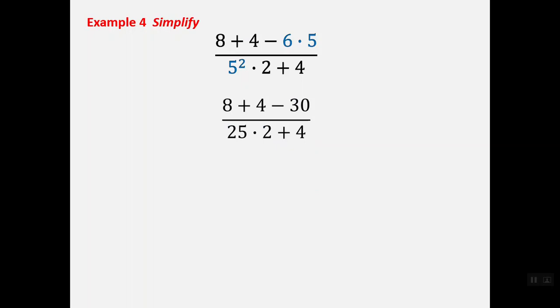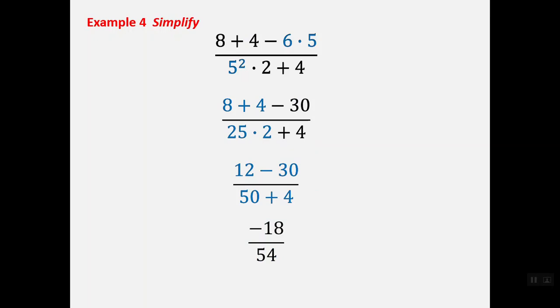So I'm going to rewrite 6 times 5 is 30, and I'm going to rewrite 5 squared as 25. Now we can take the next step in the numerator and the next step in the denominator. In the numerator, we've got addition and subtraction, so we've got to go left to right. And then in the denominator, we've got multiplication and addition, so we need to do multiplication first. So in the numerator, 8 plus 4 is 12, 25 times 2 in the denominator is 50. So now we've just got one operation left in both numerator and denominator, so we can do that. We get negative 18 over 54.